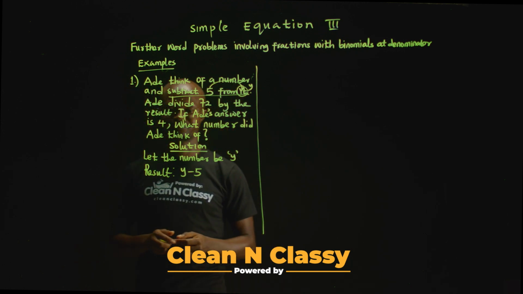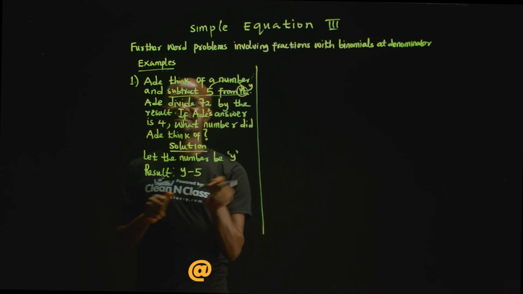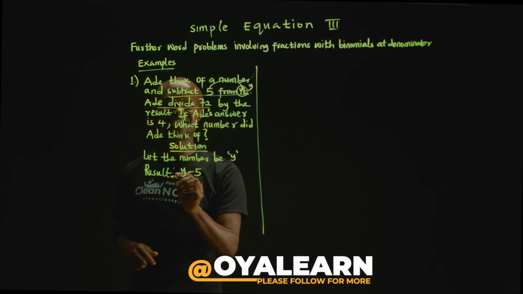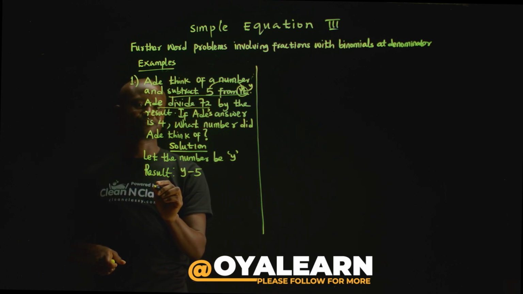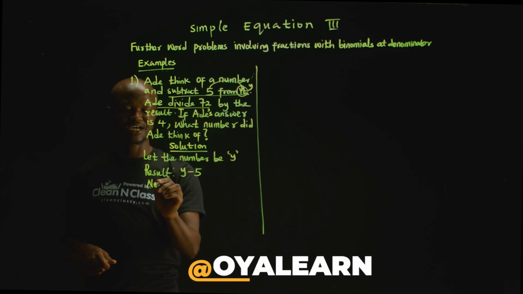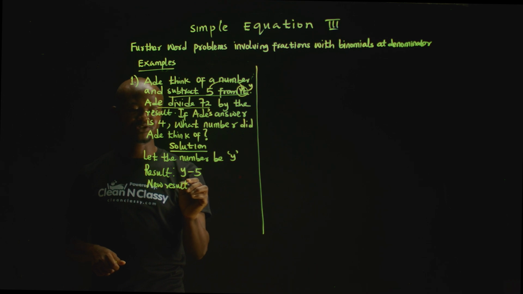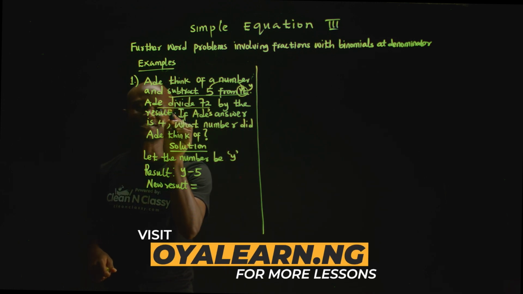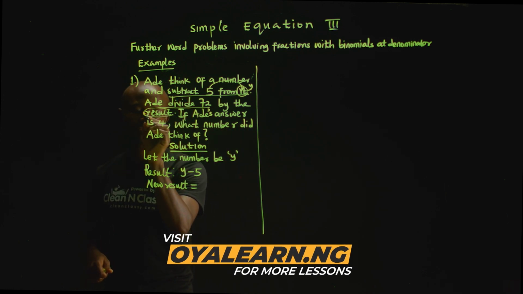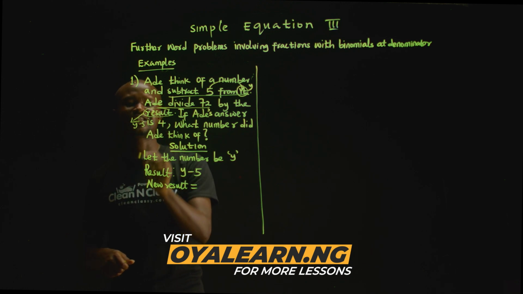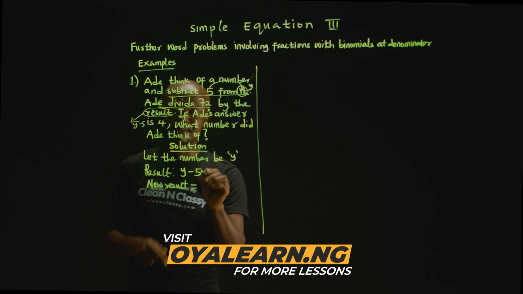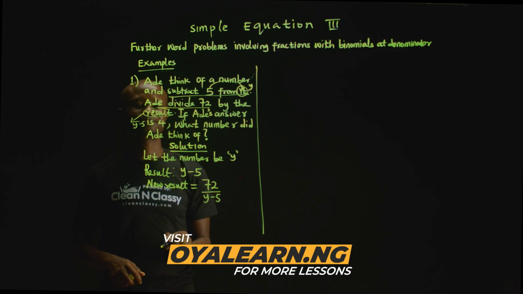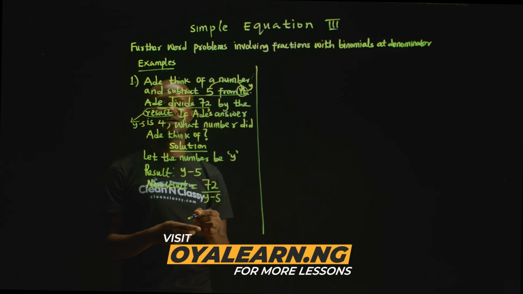Now, let's move further. I divide 72 by the result. So dividing 72 by the result, what do we have? Then we have another new result. What is the result now? The result is y minus 5. It means dividing 72 by y minus 5: 72 divided by y minus 5. And this is a new result now.